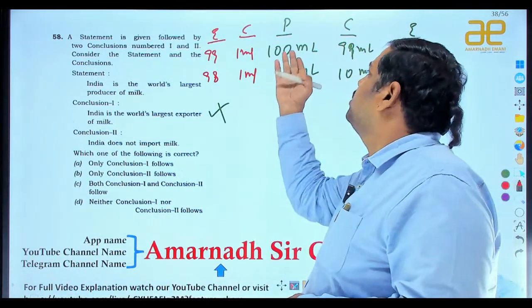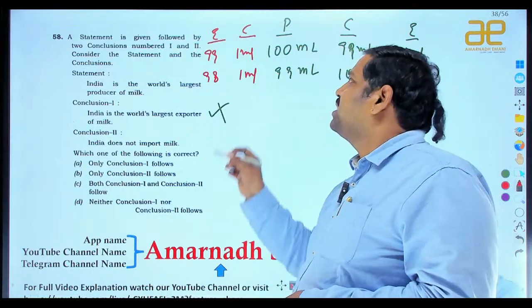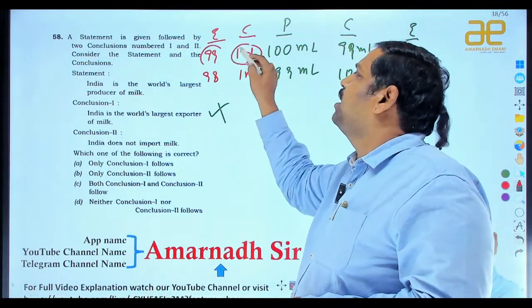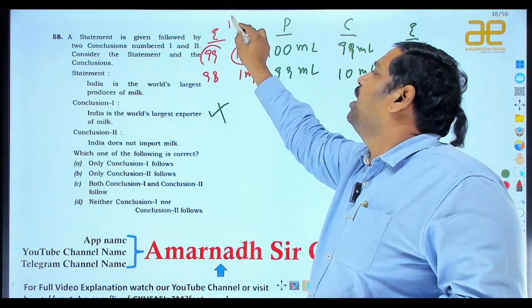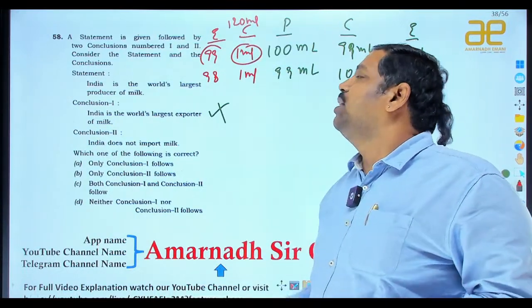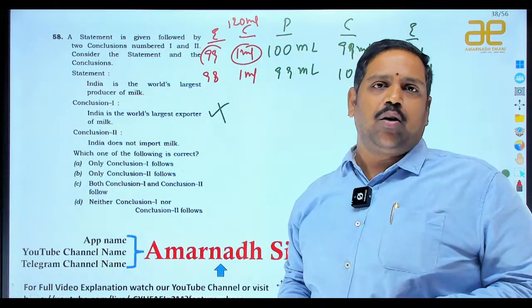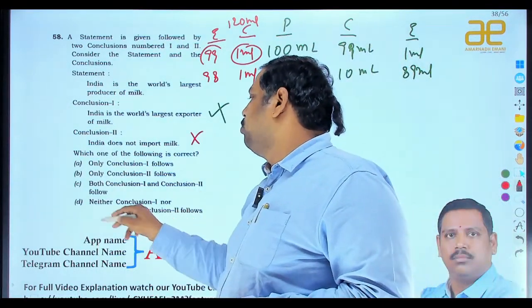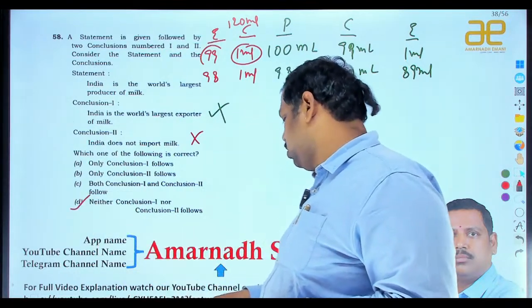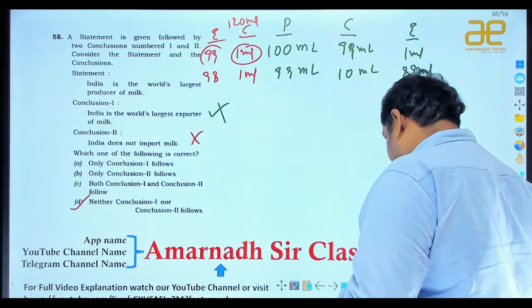So India is producing 100 million liters. If its consumption is only, suppose, 1 million liters, it will not import. Suppose India needs 120 million liters of consumption, then India has to import, right or wrong? So that's why we can't say that it will import or will not import. So both will not follow. So the answer is D, neither nor. Good, Mr. Rohan. Nice. Let's continue.